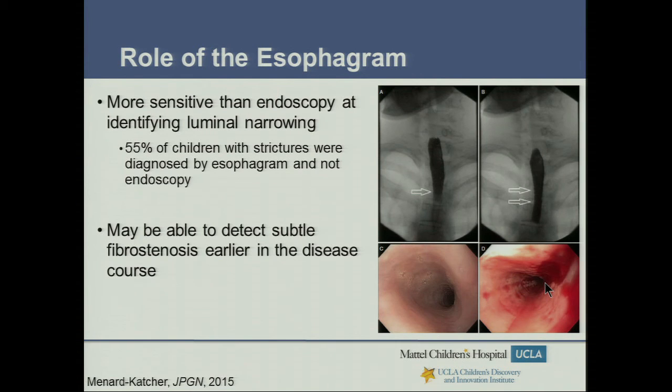And after dilation, you can see that this patient does have this linear tear, suggesting that the dilation was successful in the superficial mucosa. And when they looked at numbers in their study, they found that 55% of children with strictures were not diagnosed by endoscopy and in fact were picked up by an esophagram. So the esophagram may pick up subtler disease. And for me now, although I don't love to expose children to radiation, I have found for a number of patients that it's useful to start with an esophagram and assess for any narrowing.